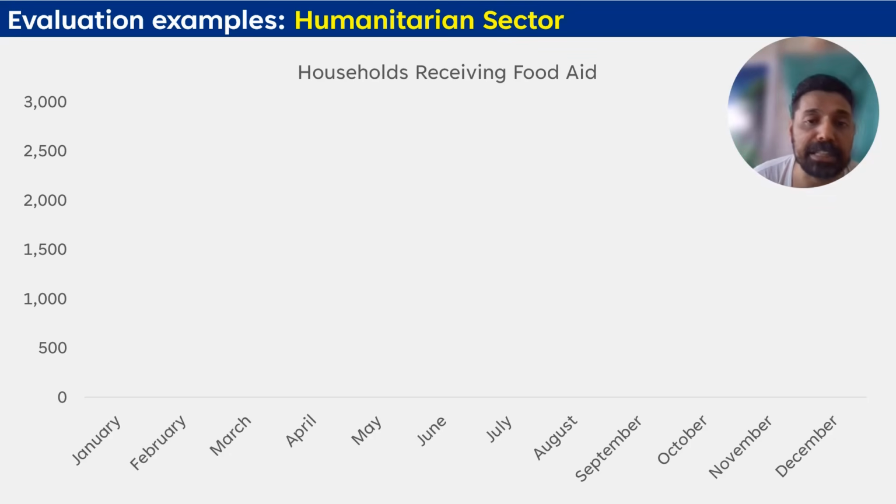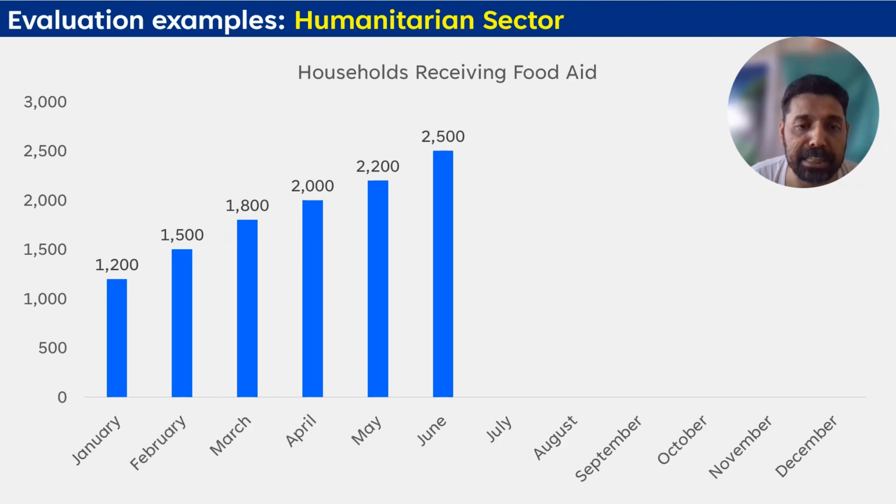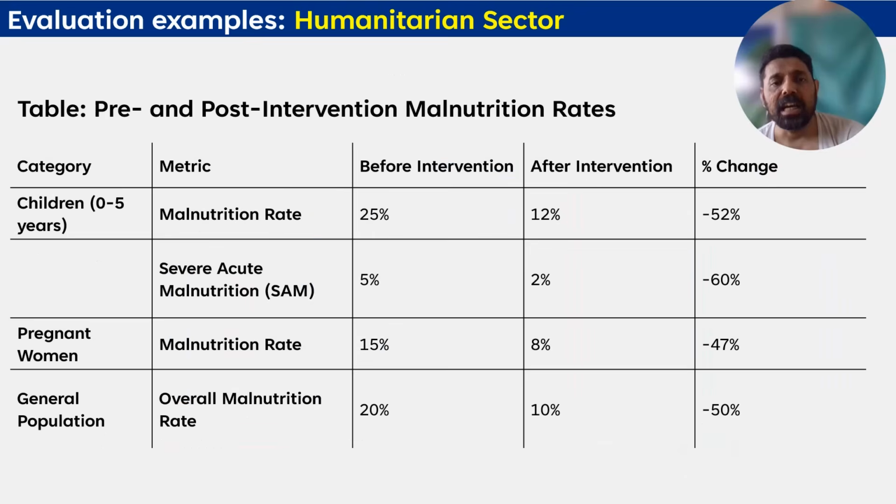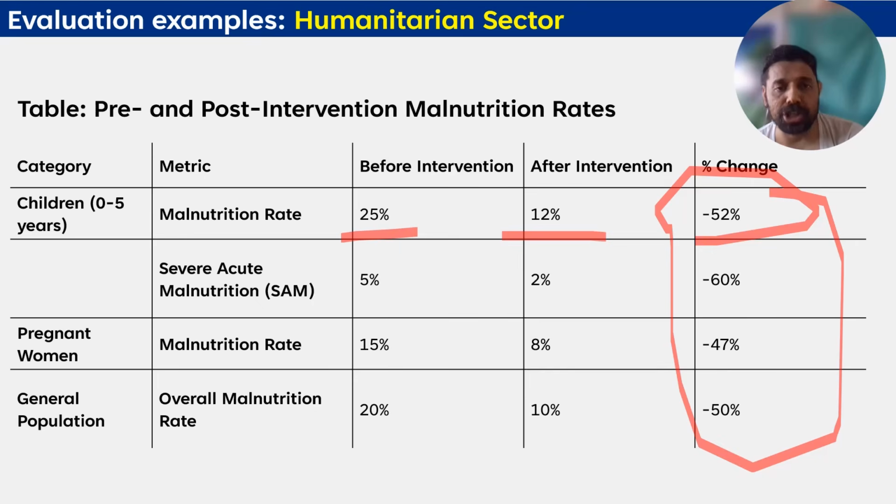And then you can present, for example, households receiving food aid. You can present that data for different months. Here you can see months and how much has been provided. And you can present pre and post intervention malnutrition rates in a table like this. For example, before intervention it is 25%, now it is 12%, and that is the change in each indicator.